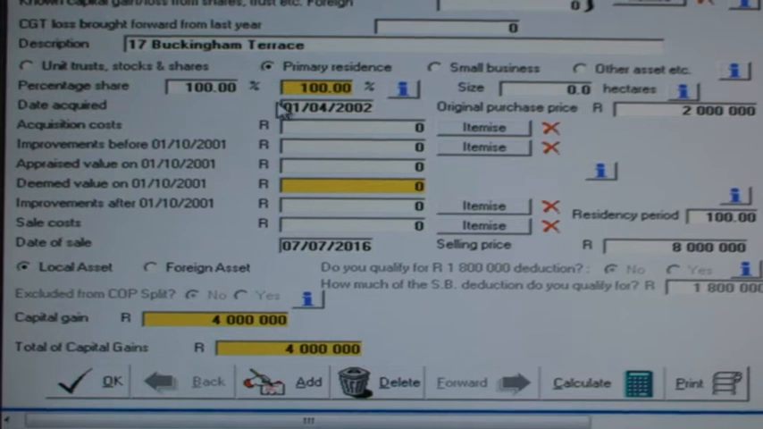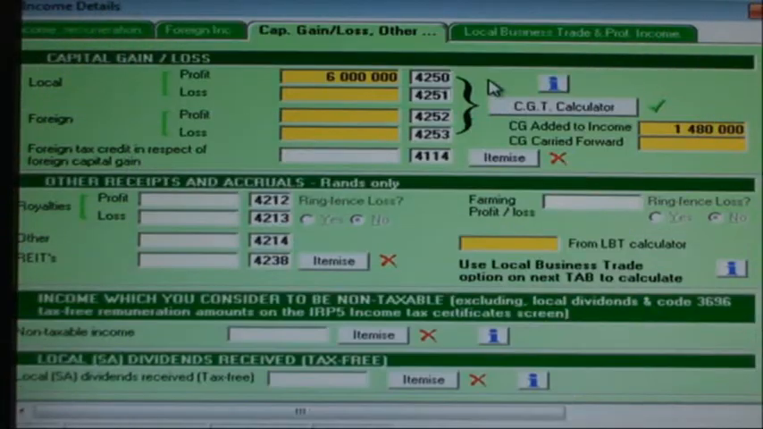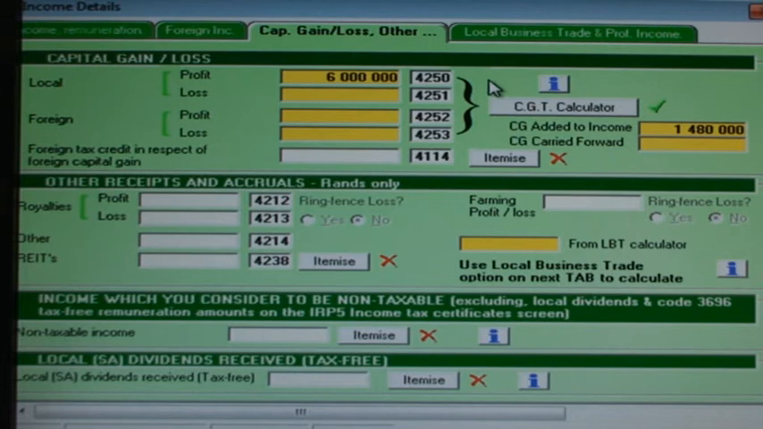If we remove the screen and look behind it, we will see the 6 million Rand profit SARS wants to see on the ITR 12 as code 4250. SARS will apply the 2 million Rand primary residence exclusion to the 6 million Rand to give us the 4 million amount that goes towards CGT.